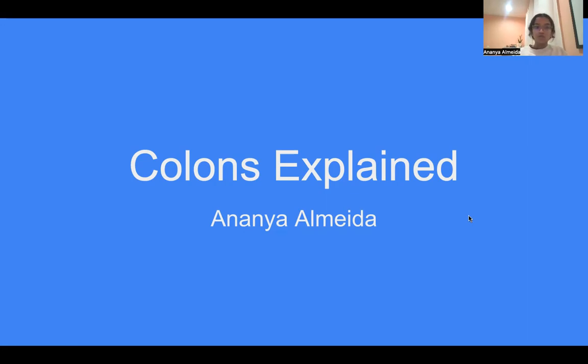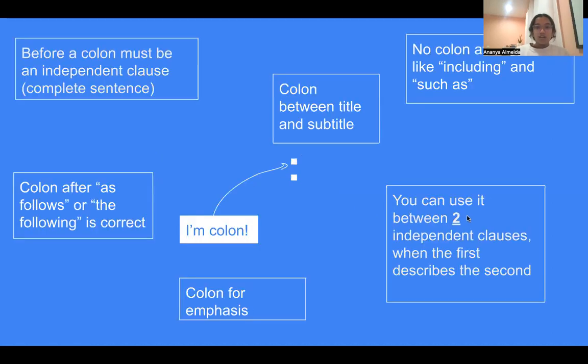It resembles two dots that are on top of one another, and the colon has many uses, some of which include introducing a list, an explanation, introducing a quote, two related sentences, giving emphasis, and more. So these are some of the basic rules that pertain to colons.